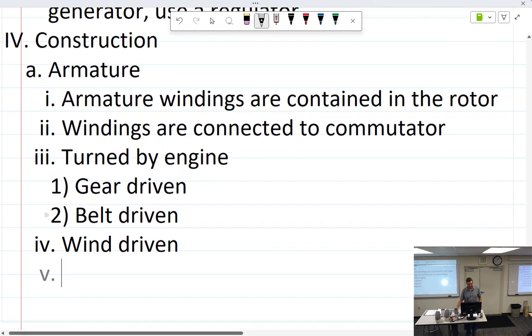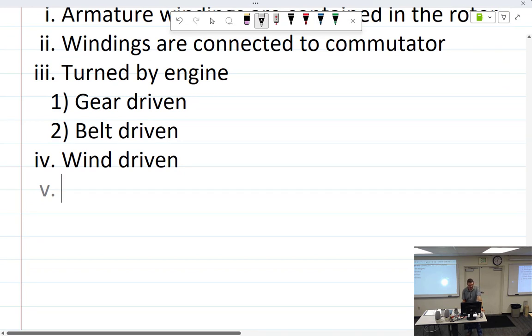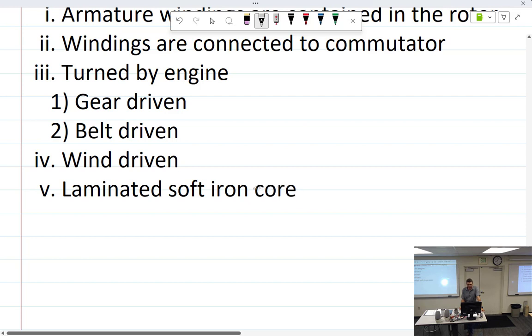It has, this is going to shock you, a laminated soft iron core. Why does it have laminated soft iron cores? Okay, the laminations are because you want to prevent eddy currents. If you look at it, you can see there's a lot of laminations. But why do they shove a soft iron core in between the windings? Because it's very permeable, but it does not have much retentivity. It's just going to increase the production of it.